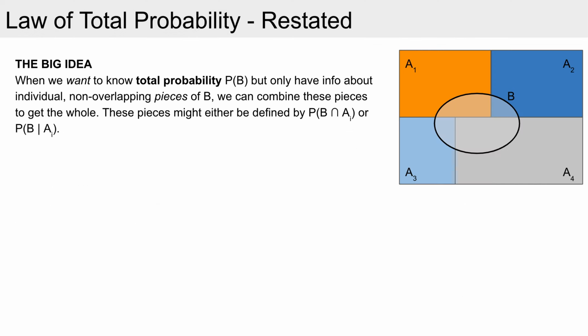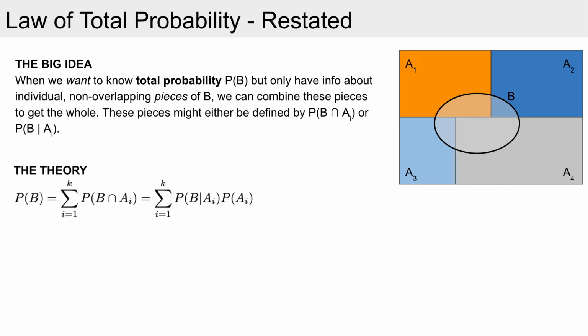This solution illustrates a new way to think about the law of total probability. Again, the big idea is this. When we want to know the total probability, P of B, but we only have information about individual non-overlapping pieces of B, we can combine these pieces to get the whole. What we've learned in this example is that these pieces might either be defined by event B's intersections with, or conditional behavior on, the partitioning events Ai.